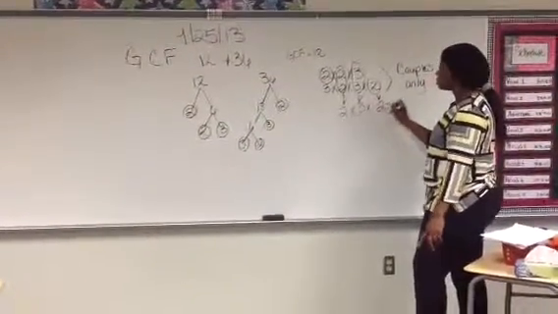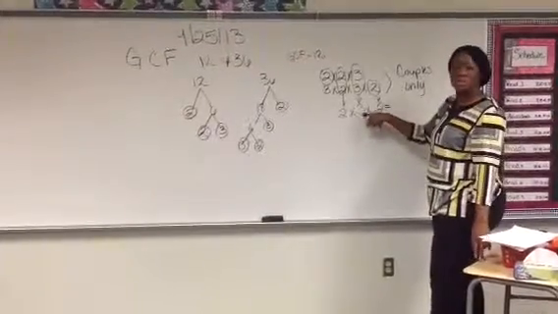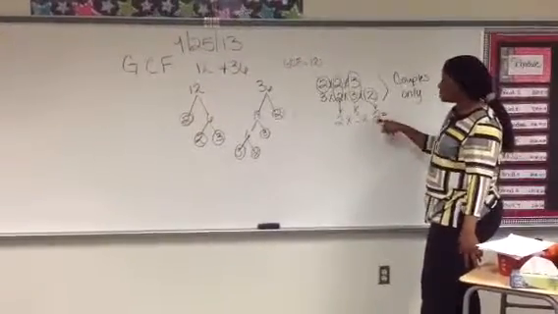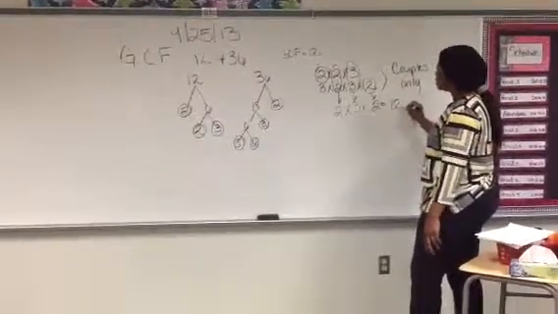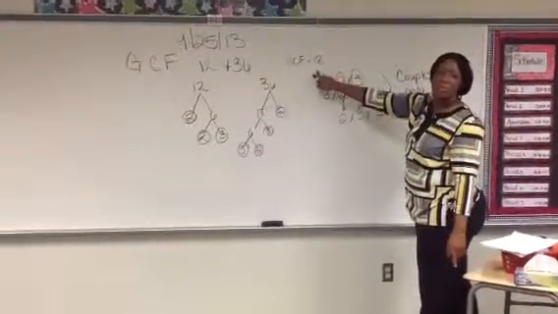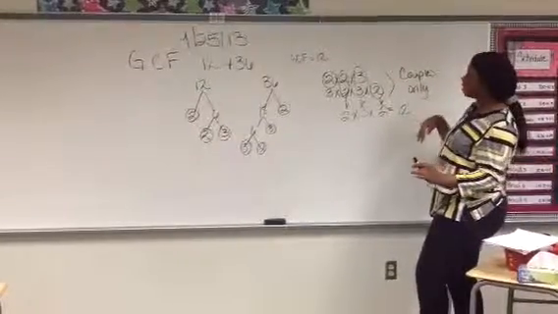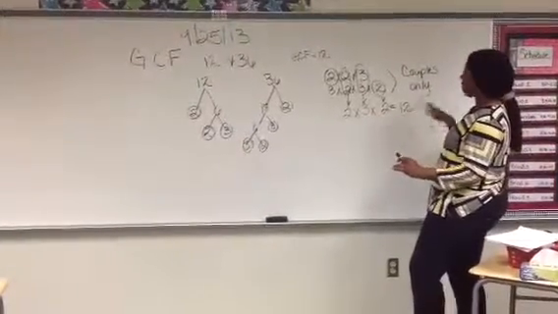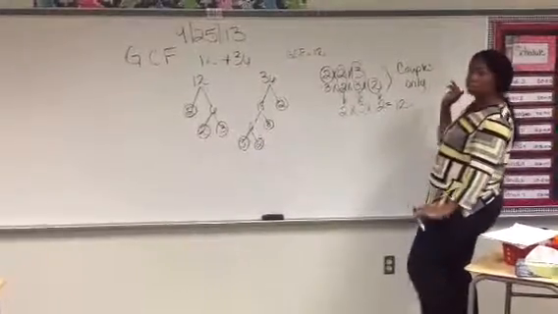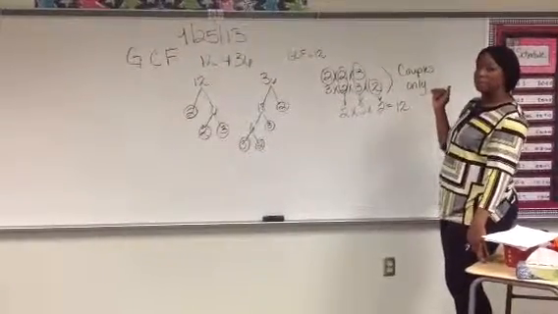With these 3 numbers, we're going to multiply together. 2 times 3 is 6. Times 2 is 12. See, it's the same GCF that we got the last time. Okay, so that's your second way to get greatest common factor, using your factor trees and couples only. I'll give you a minute to look at that, and then I'm going to erase it.